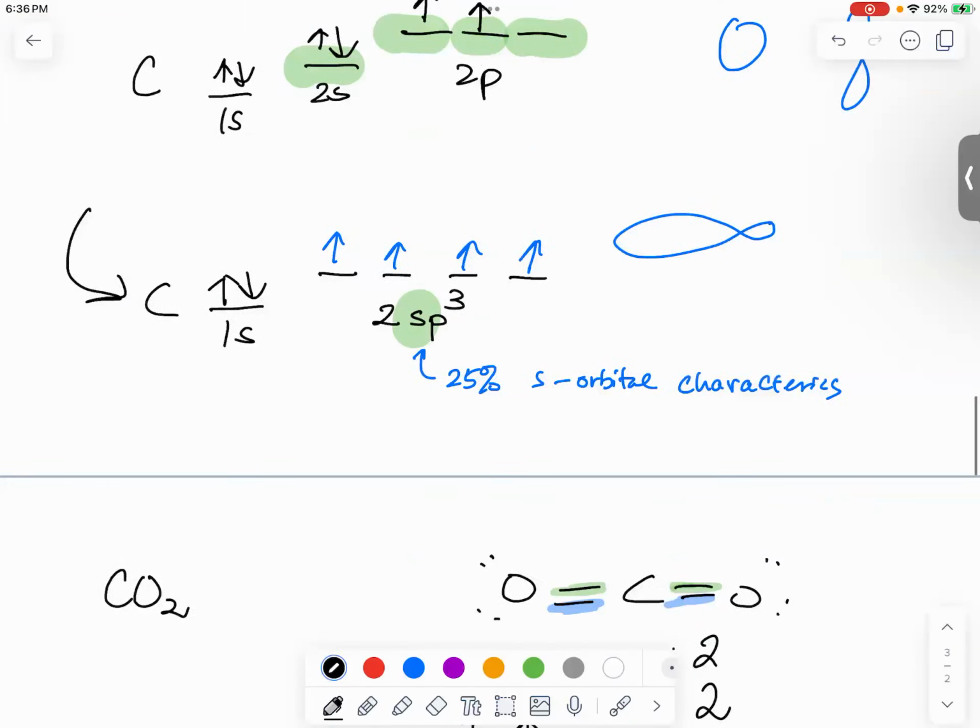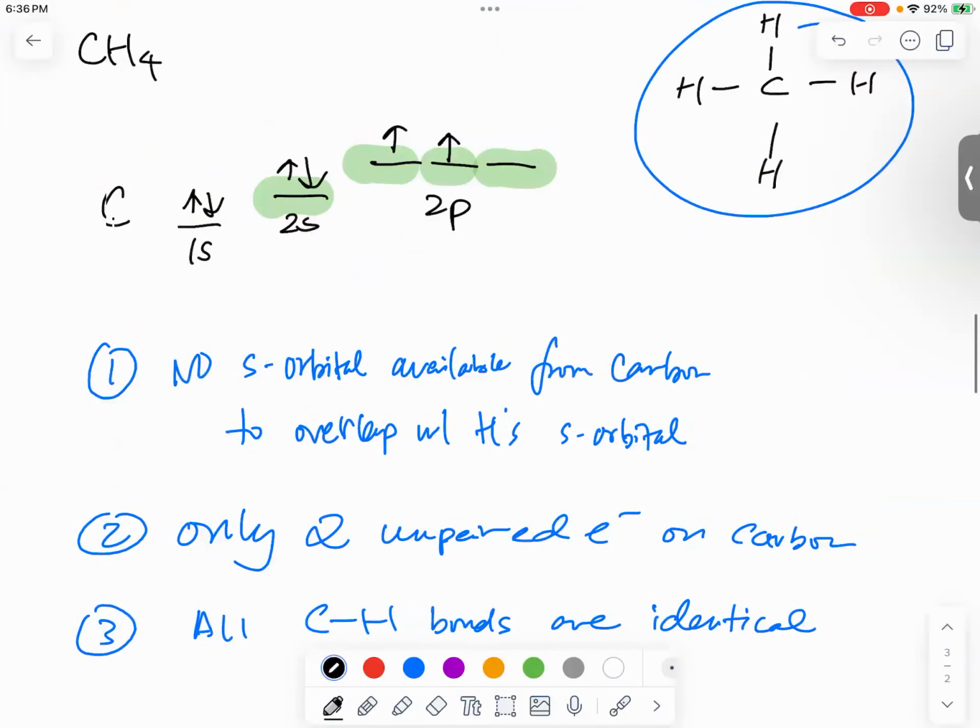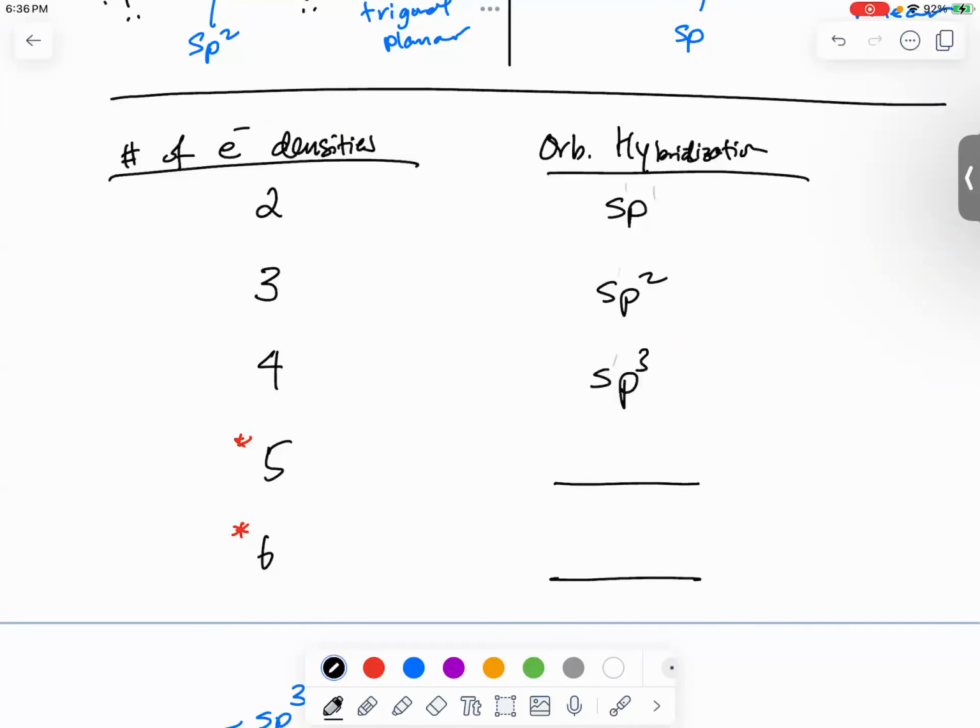Now, there were 2 blanks I didn't answer earlier. What about if you have 5 and 6 electron densities? These are the cases where we exceed octet, okay? And, well, we only have 3 p orbitals, right? So if you use up all the p orbitals, what else do we use? D. And this is the reason why we say, who are capable of exceeding octet? Only the elements in the 3rd period and beyond.